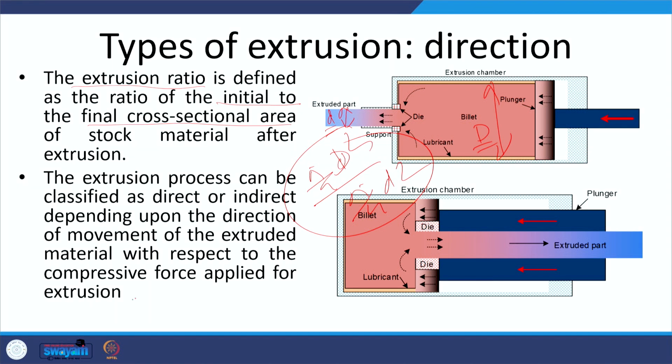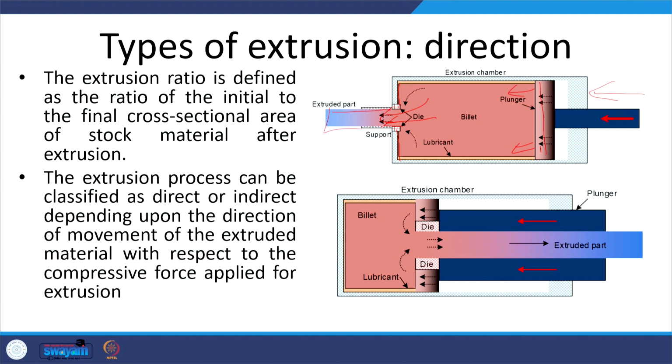Further, depending upon the direction of flow of material during the extrusion with respect to the force applied for the extrusion, we categorize the extrusion as direct extrusion or indirect extrusion. Say the direction of application of force is this on the plunger, and the plunger will be pushing the material against the die and the extrusion chamber. When material is pushed to a critical limit, the material starts flowing out of the nozzle and gives the desired shape to the raw material which is being pushed.